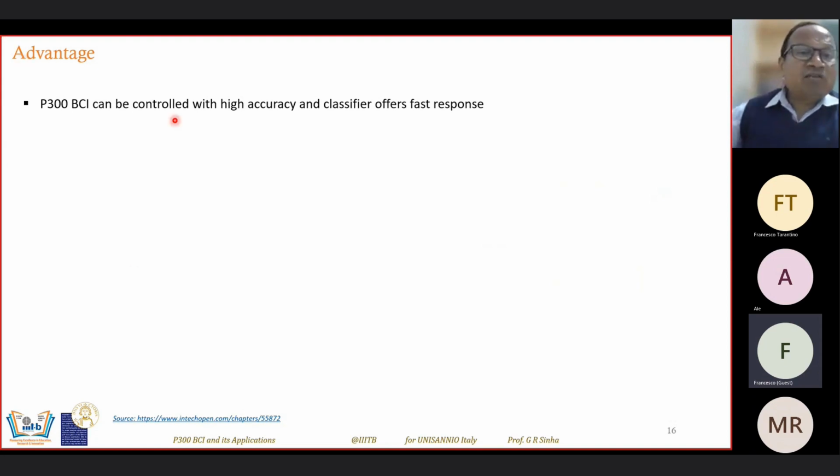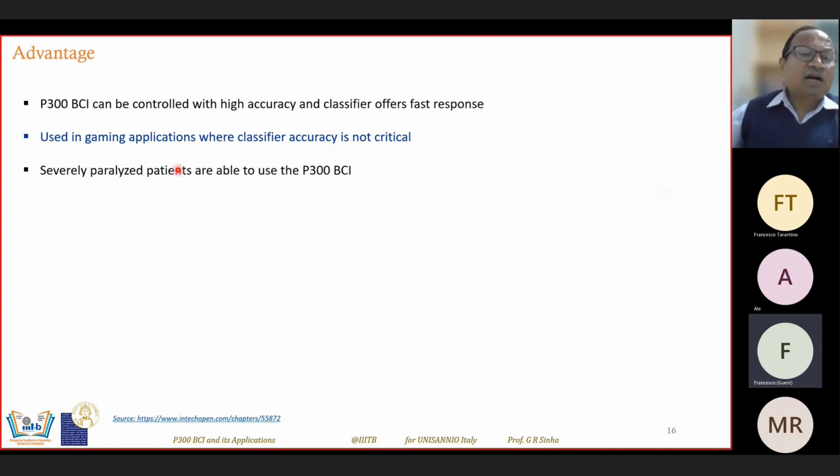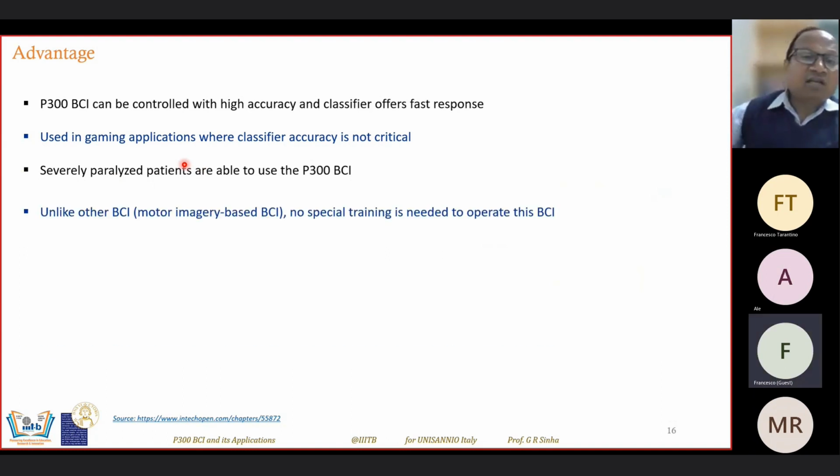So what is the advantage? It can be controlled with high accuracy, and the classifier offers fast response, used in gaming applications where classifier accuracy is not very critical. Means one can choose different gaming applications and control severely paralyzed patients. I think this is the most exciting and interesting application or advantage of P300, where a severely paralyzed person can be assisted, and the patient can have control over different appliances in the home.